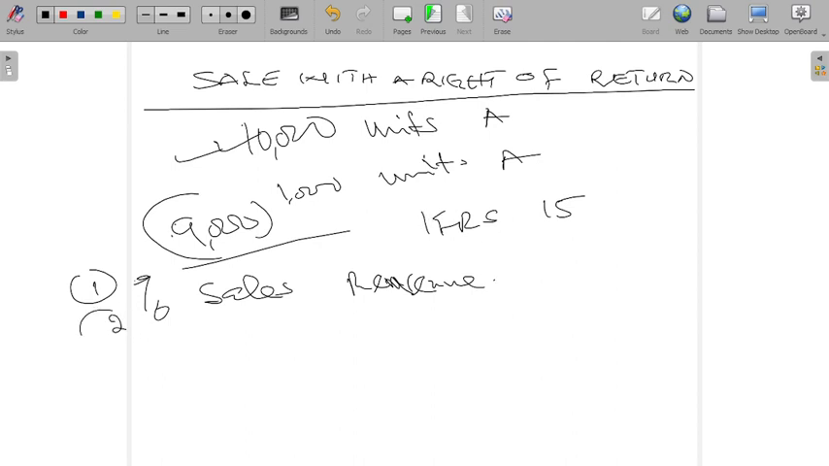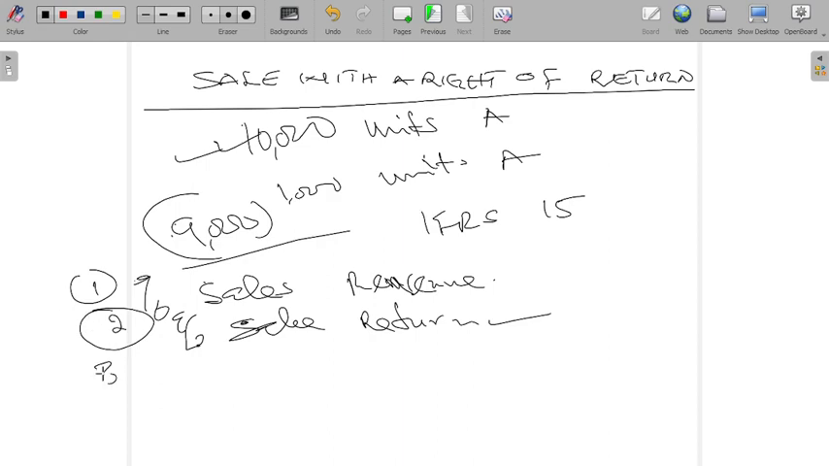Then the second point is the percentage of sales that is expected to be returned by the customer should be recognized as a refund liability under current liability in the statement of financial position. That is the percentage of sales return. You cannot recognize this as revenue. That is what I just explained with that 10,000 units and 1,000 units.